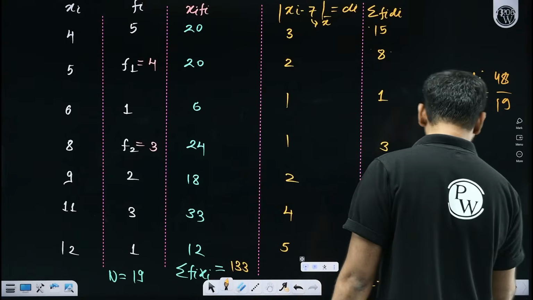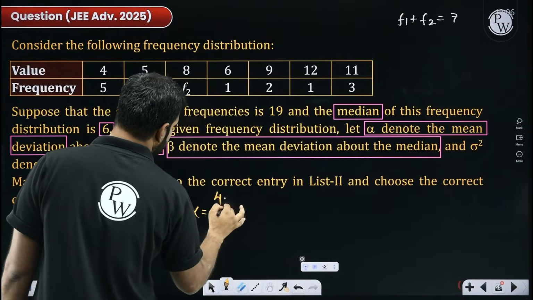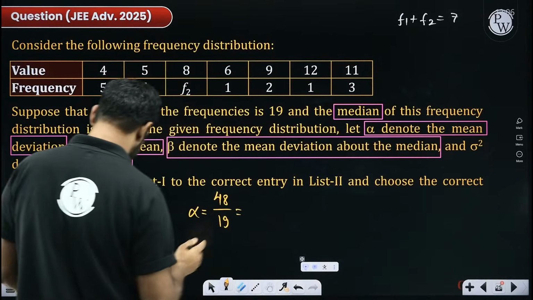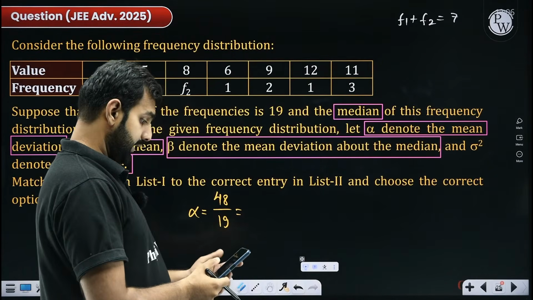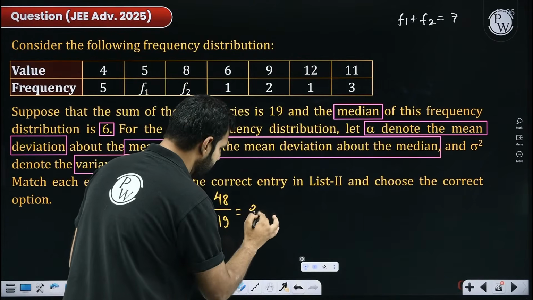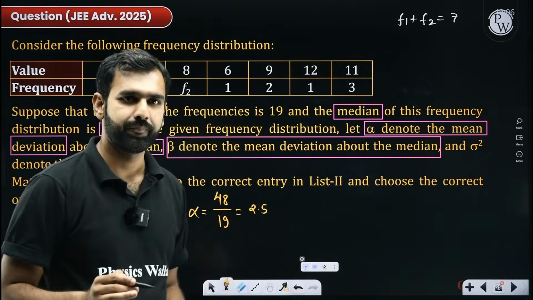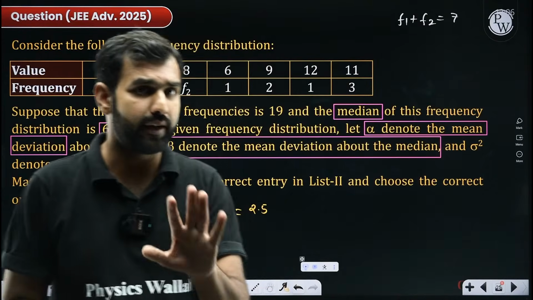So 48 by 19 will be the value of alpha. Can somebody give me an approximate value here? 48 by 19, 2.5. So it is approximately 2.5. So that is the value of alpha. Now from here, it's 48 technically.